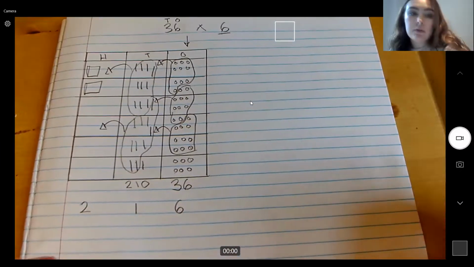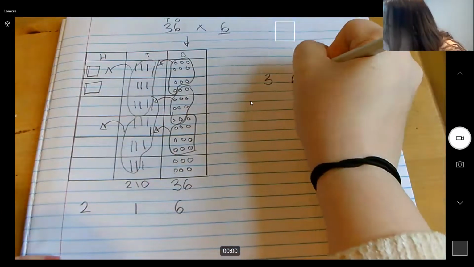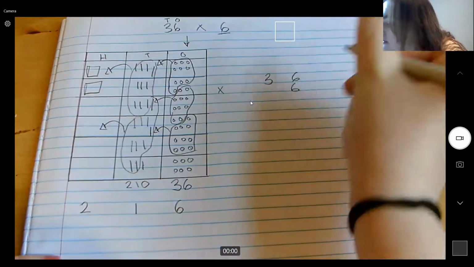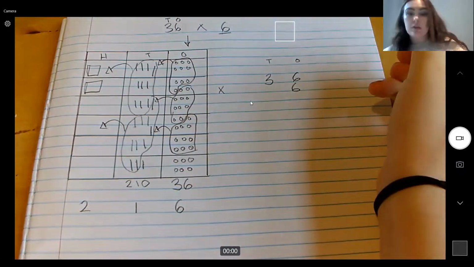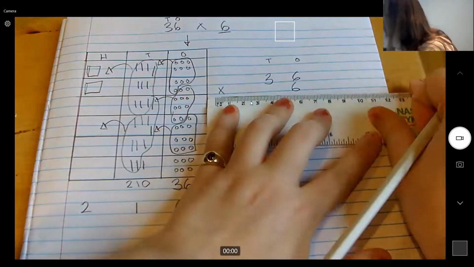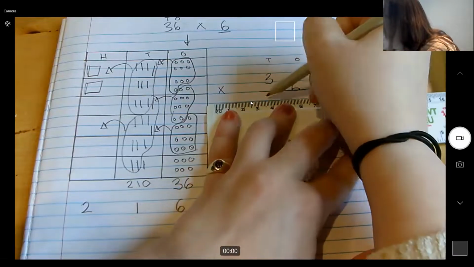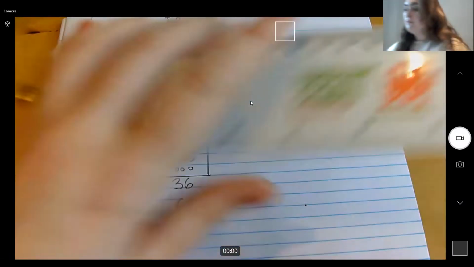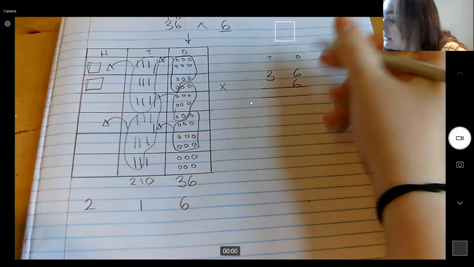Now, if we're going to be showing the column method, you need to do 36 times 6, making sure that your 10s and your 1s are underneath each other, as this will really help. And then I'm just going to quickly draw a line underneath, just to make it nice and neat for where I put my answer. Okay, so the first thing we need to do is 6 times 6, and we know 6 times 6 is 36.